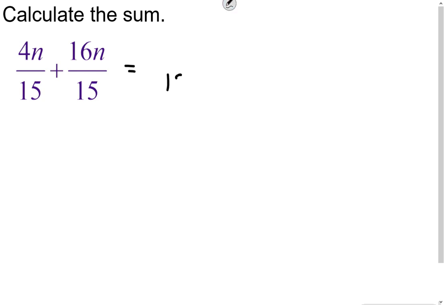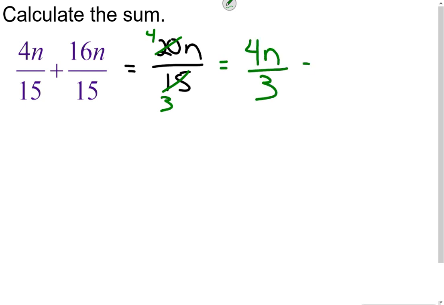Our answer is going to have a 15 in the denominator, and now we just have to add our numerators. Well, 4n plus 16n puts us at 20n. Is it a simplified fraction? It is not, therefore we need to simplify it. I notice 20 and 15 both have a common factor of 5 in them. I'm going to divide that factor out. The 20 is going to become 4, 15 is going to become 3, and now I'm left with an answer of 4n over 3. We could also write it as 4/3 n.